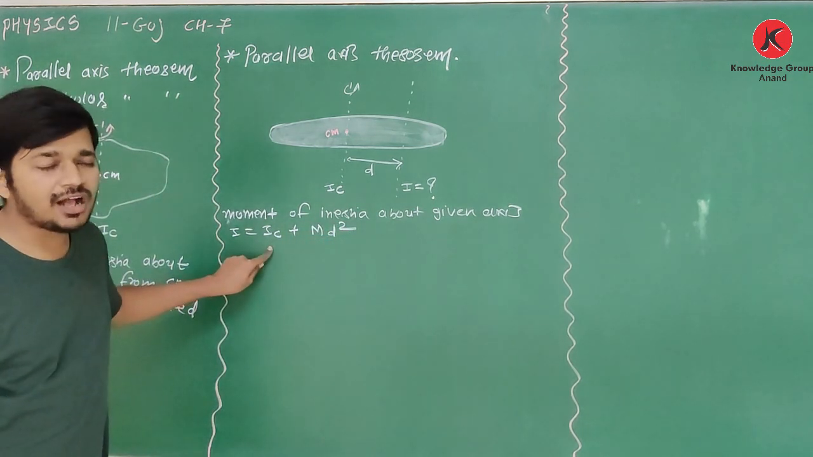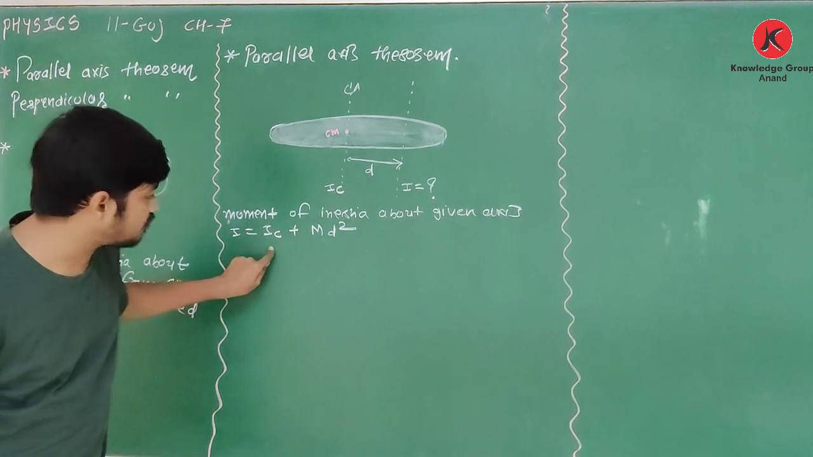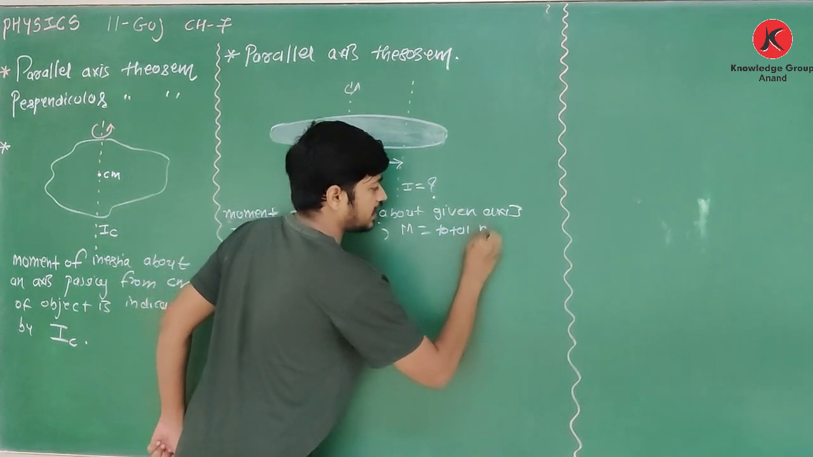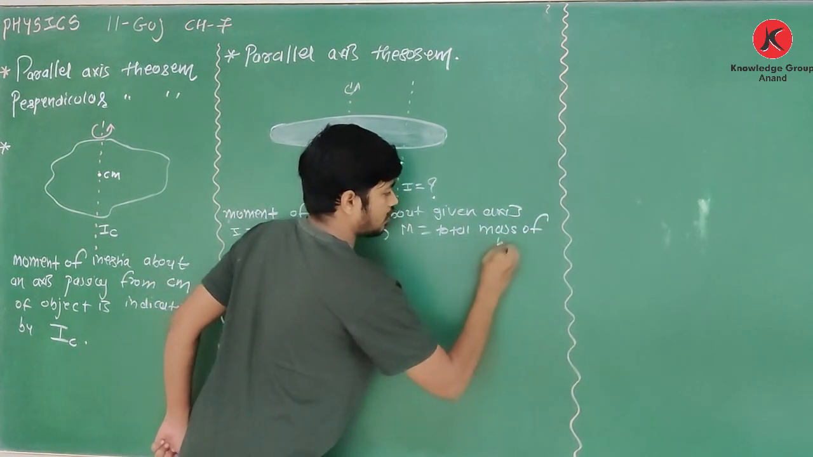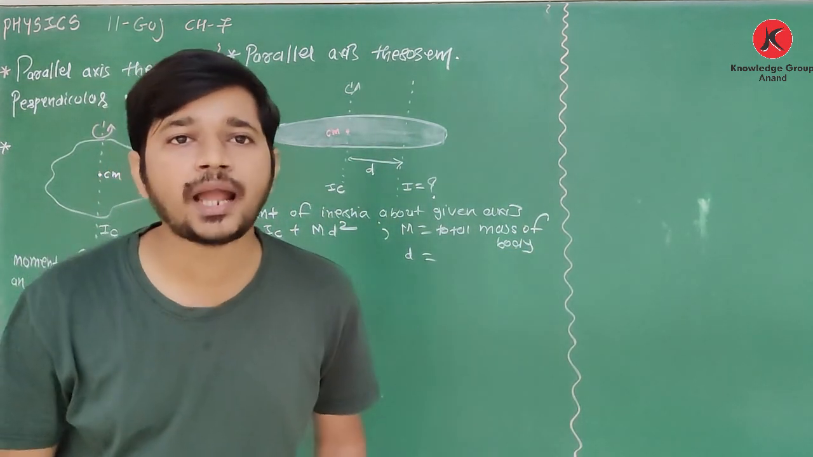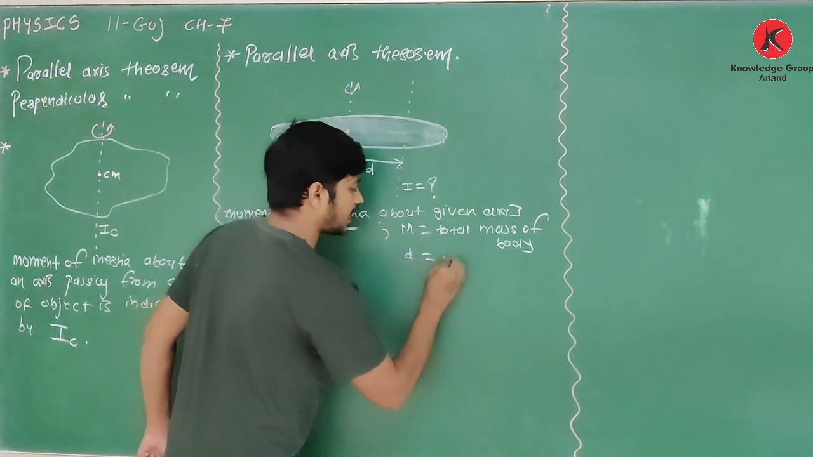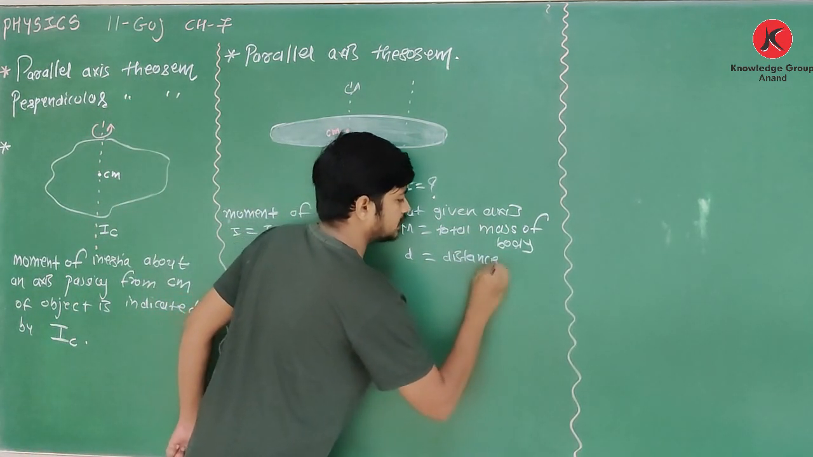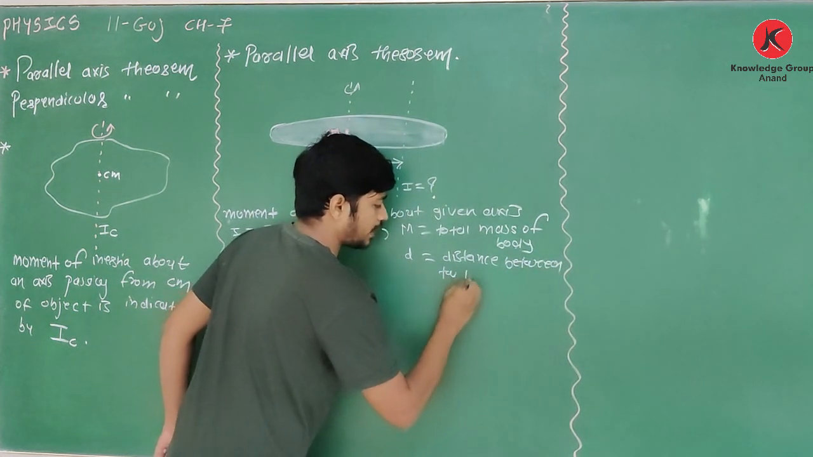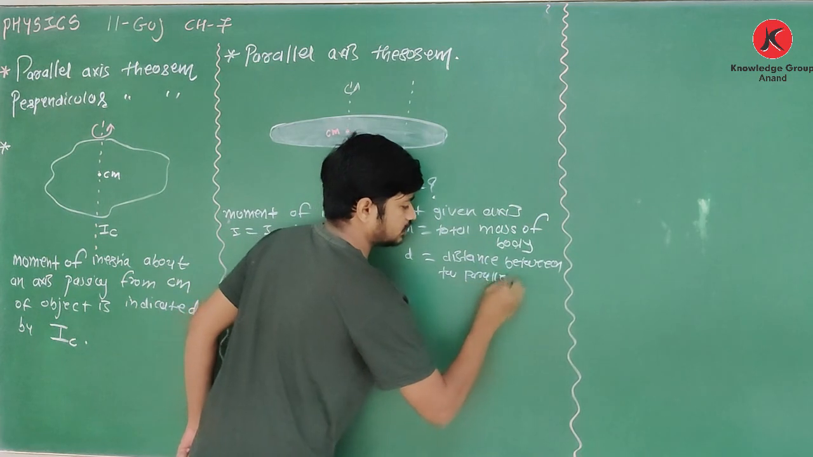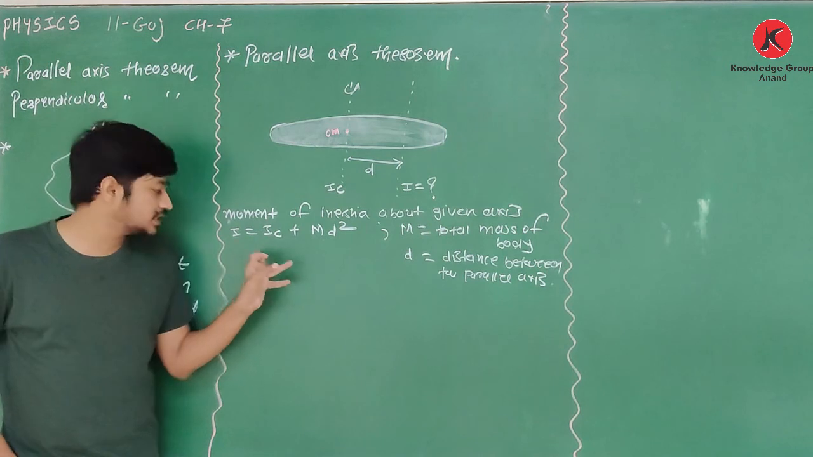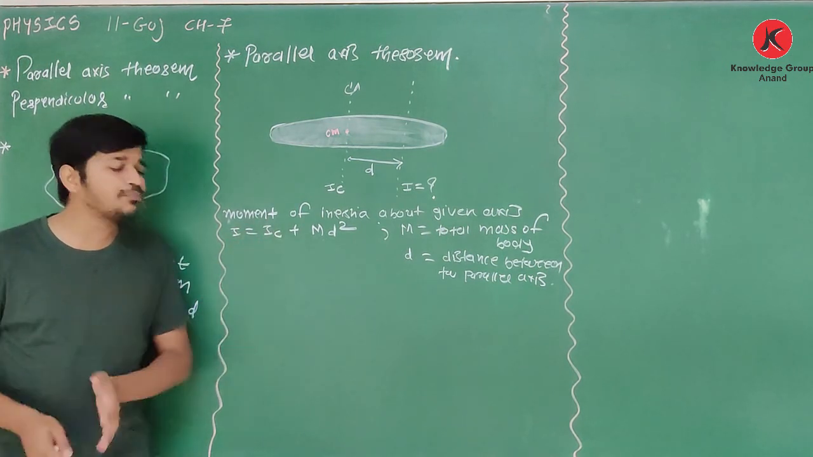IC is the moment of inertia about an axis passing through the center of mass. M is the total mass of the body. And d is the distance between the two parallel axes. So yes, you have to remember this equation: I is equal to IC plus md square.